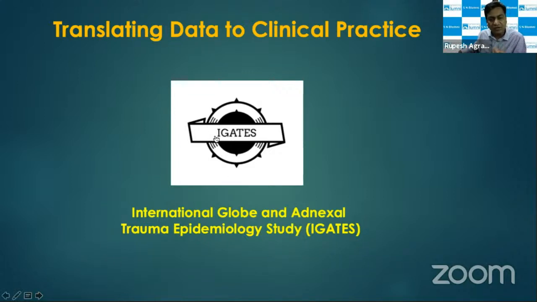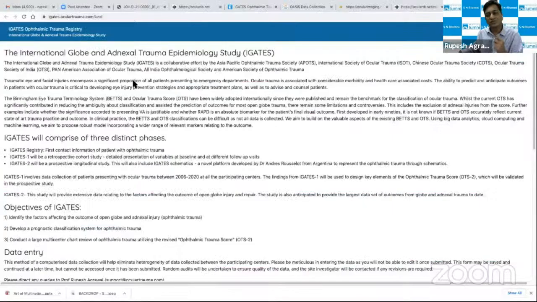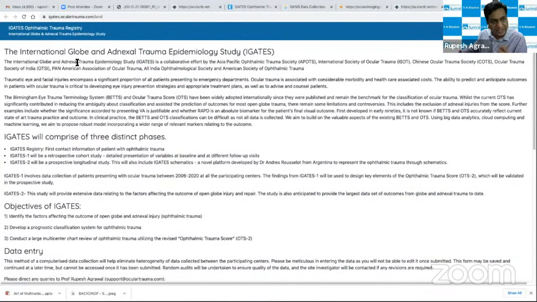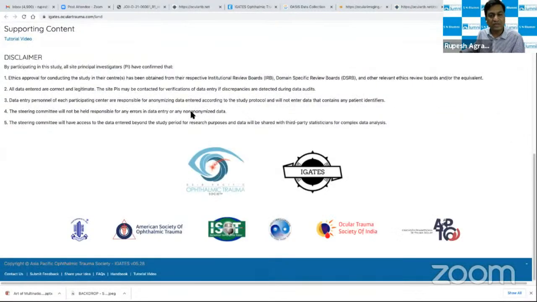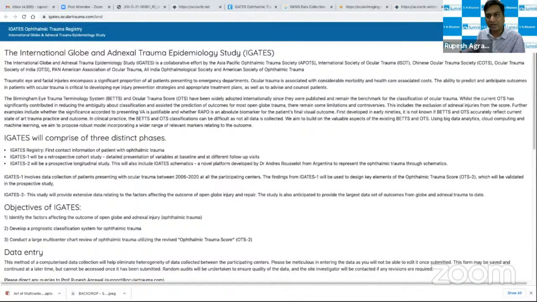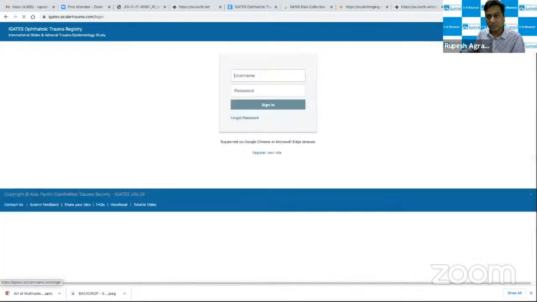But what we have done with trauma is that we have now come up with a new classification called IGATES, and IGATES stands for International Globe and Adnexal Trauma Epidemiology Study. It involves the Asia Pacific Ophthalmic Trauma Society, the International Society of Ocular Trauma, the Chinese Ocular Trauma Society, the Ocular Trauma Society of India, the Pan American Association of Ocular Trauma, the All India Ophthalmological Society, and the American Society of Ophthalmic Trauma, and it has resulted in one of the largest ever databases for trauma. And this is what we've been able to do using this.